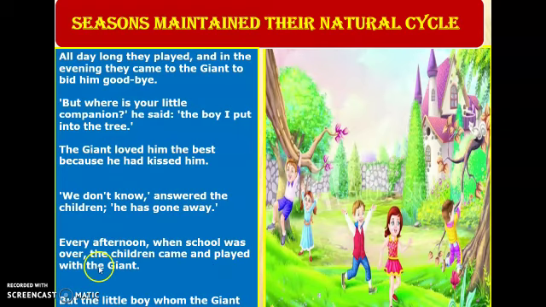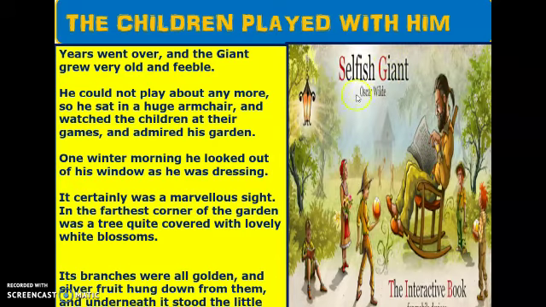Every afternoon when school was over, the children came and they played with the giant. But the little boy whom the giant loved was never seen again. And the giant missed this little boy. And the seasons, they maintained their natural cycle. And there was always happiness in his garden because of the small children who were allowed by the giant. Years went over. The giant grew very old and feeble. He could not play any more, so he sat in a huge armchair and watched the children at their games and admired his garden.